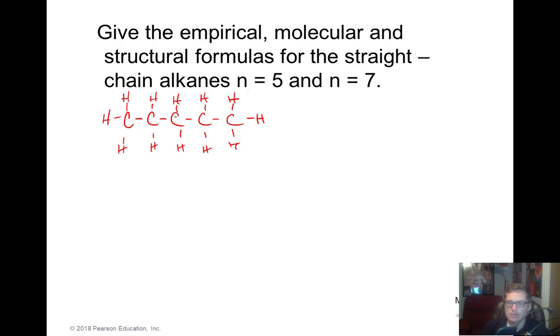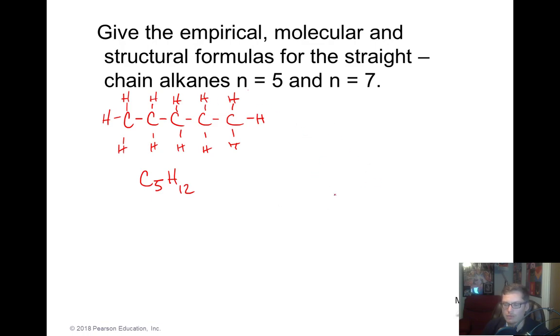All right. So there's our structural formula: 1, 2, 3, 4, 5 carbons. All right. And we've got 12 hydrogens. So our empirical formula, or our molecular formula, would be C5H12, right? And because 5 is a prime number, this is the same. So this would be empirical and molecular formula.